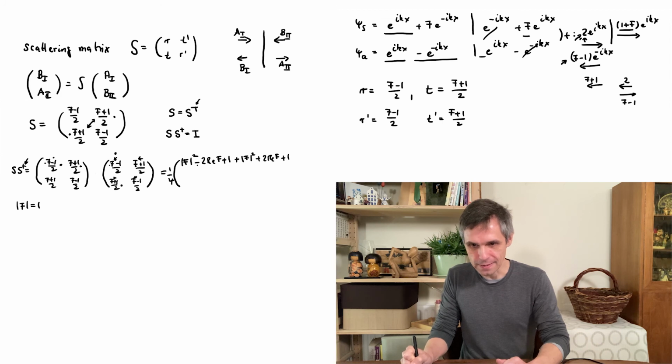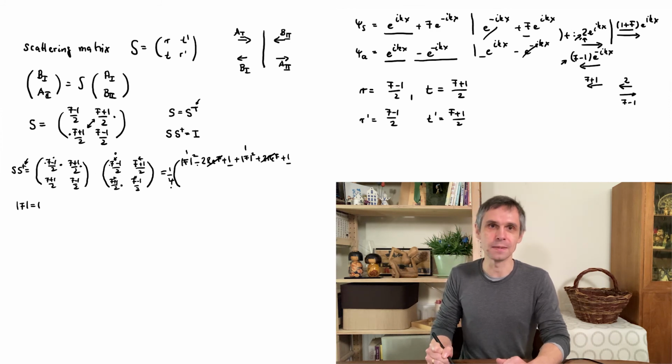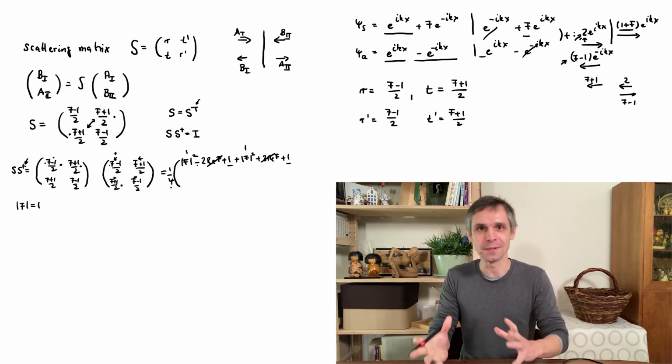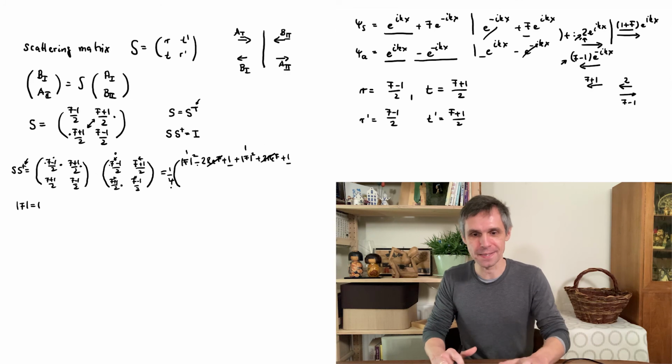Now this one here is 1. This is 1. These two terms cancel. And here we have other ones. And together with this 1/4, we just get 1 in here. So now I worked out the top left element of this matrix.